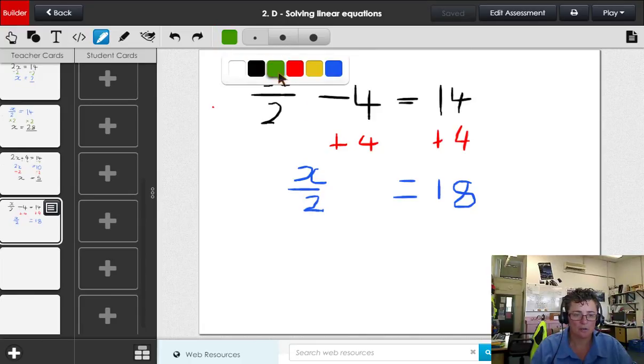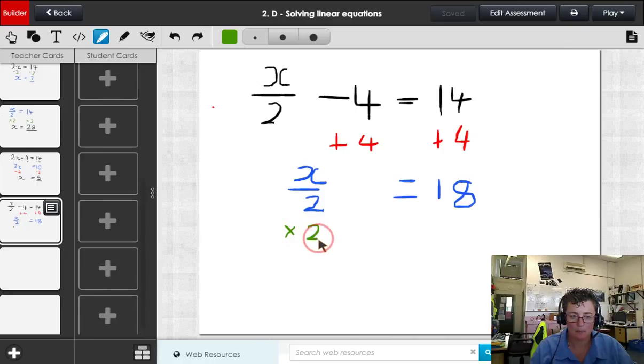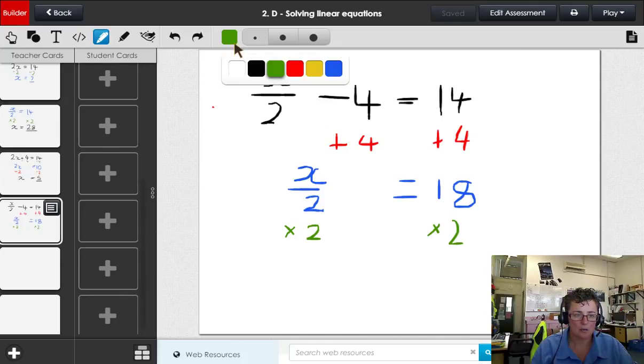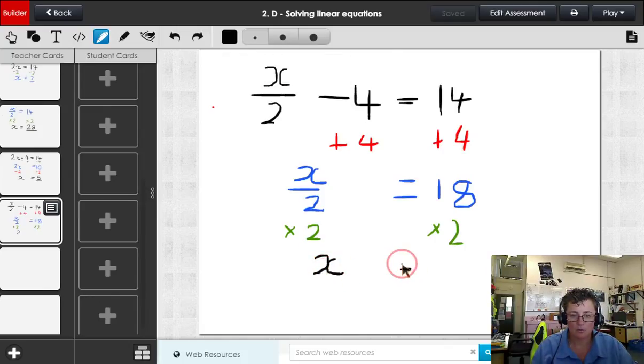So then we've got on this side x divided by 2. So we need to multiply both sides by 2. And we get x divided by 2 times 2 leaves us with x equals 18 times 2, which is 36. So x is equal to 36. If we then substitute the 36 into the equation for the x, 36 divided by 2 is 18, minus 4 is 14.